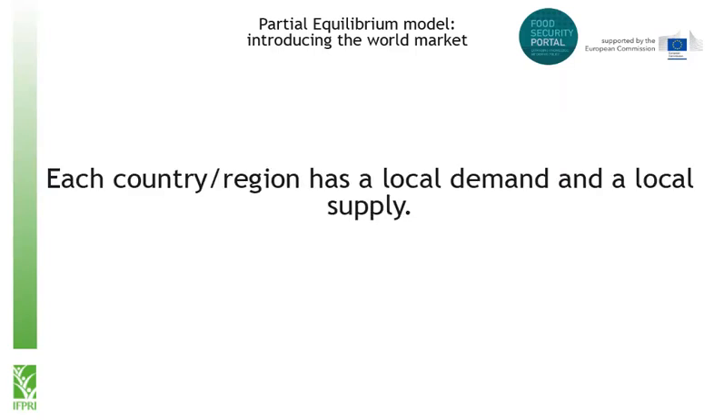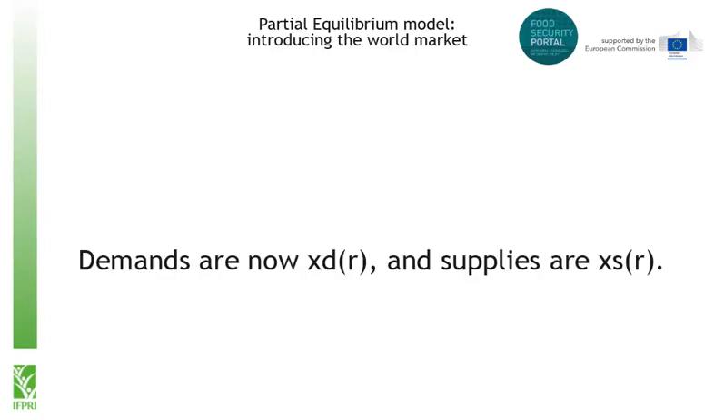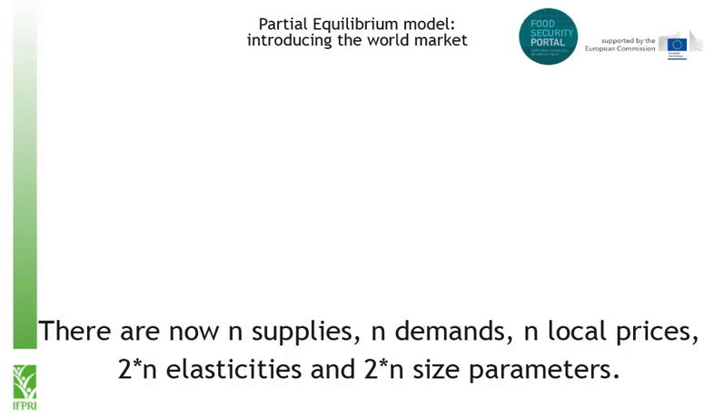And so each country or region has a local demand and a local supply. And so with this set, it's very powerful because we can right now have n demands with only one notation, which is xd_r, and n supplies called xs_r. So we've got n supplies, n demands. We also have n local prices. So this is prices within each country.